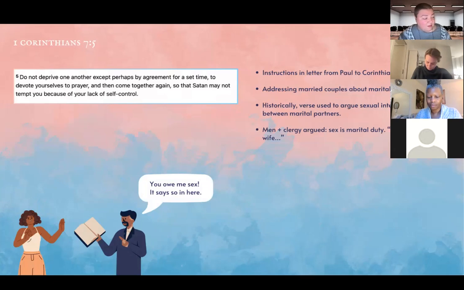Okay, 1 Corinthians 7:5a. It begins, "Do not deny one another." Some translations say, "Do not deprive one another." The rest of the verse continues, "except perhaps by agreement for a set time, to devote yourselves to prayer and then come together again, so that Satan may not tempt you because of your lack of self-control." Now here we have instructions written by Paul in his letter to the Corinthian church, and in particular he's addressing married couples. He's talking about sex, having sex within the marriage.